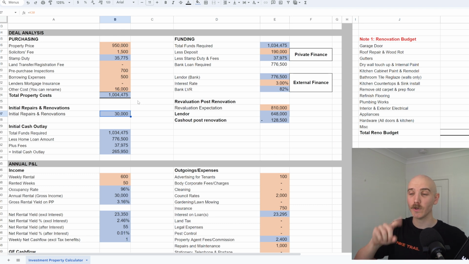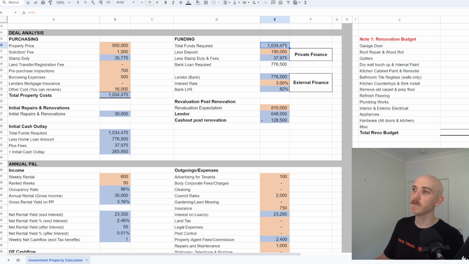and we'll get into that soon and how you can get a 2-for-1 return in manufacturing value. But all in all, you need to look at the total costs involved with making this purchase. So the total funds required will be $1,034,000 because you've got your renos plus all the other costs. Your home loan amount is calculated off to the right, and then you've got to look at some fees and some initial cash outlay. So this is how the funding is calculated off to the right-hand side.